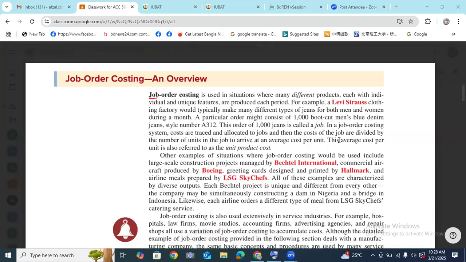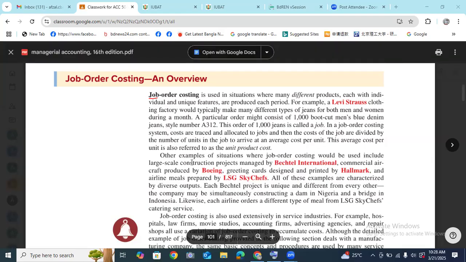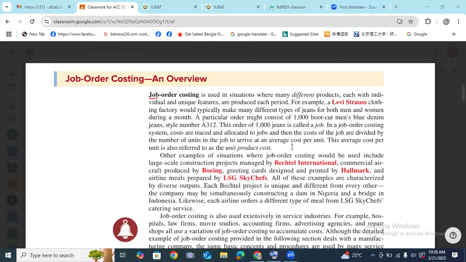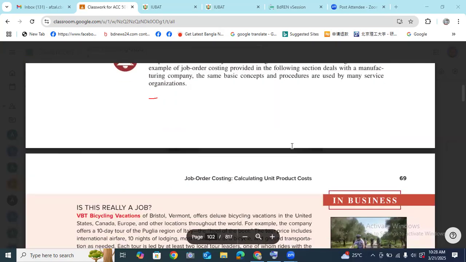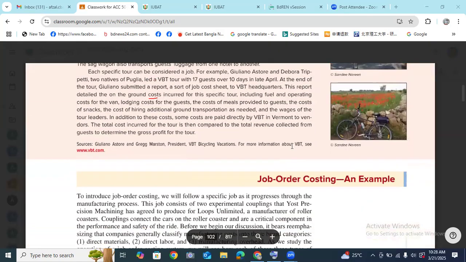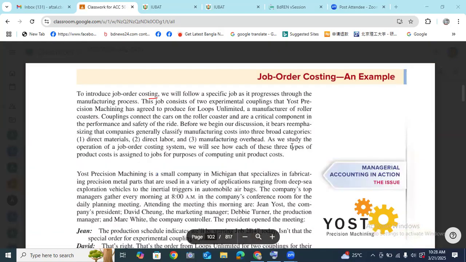So the job cost. The average cost per unit is also referred to as the unit product cost. We will determine unit product cost. So now you can understand what job order costing is. Now we'll go on to an example of job order costing, then you can understand more explicitly.